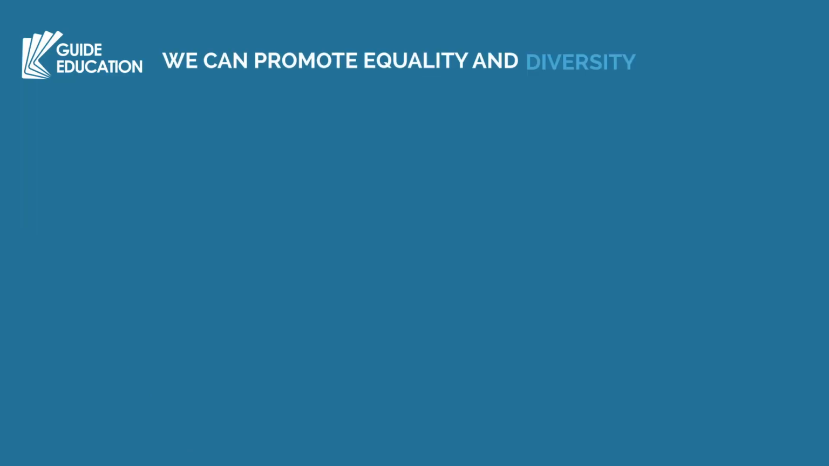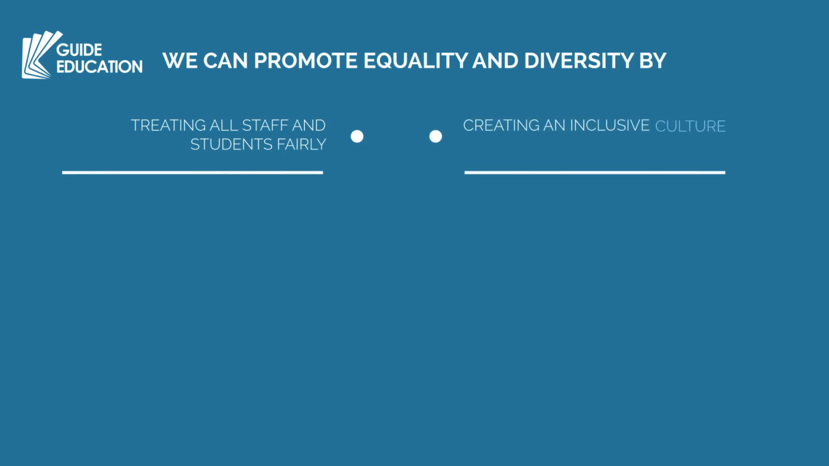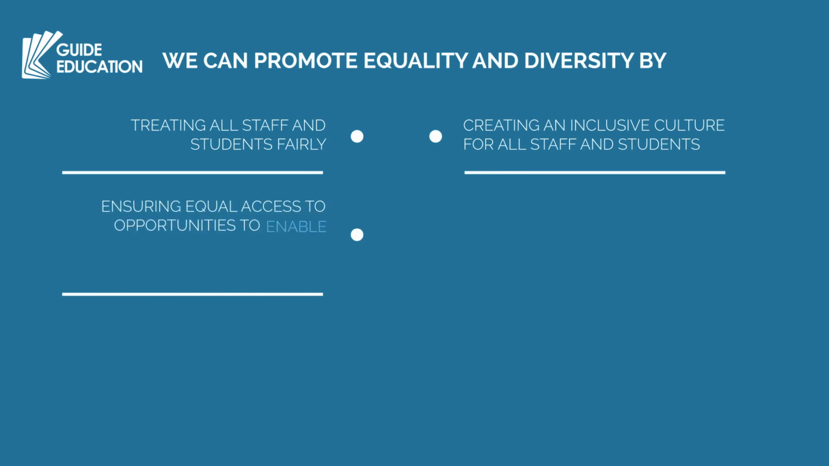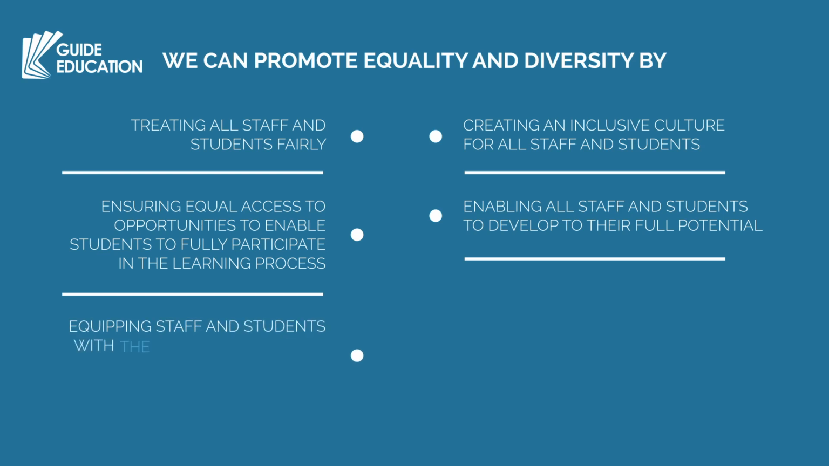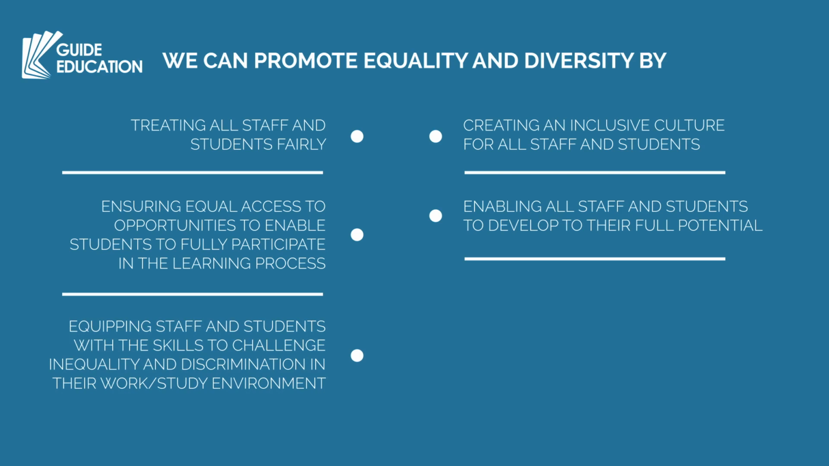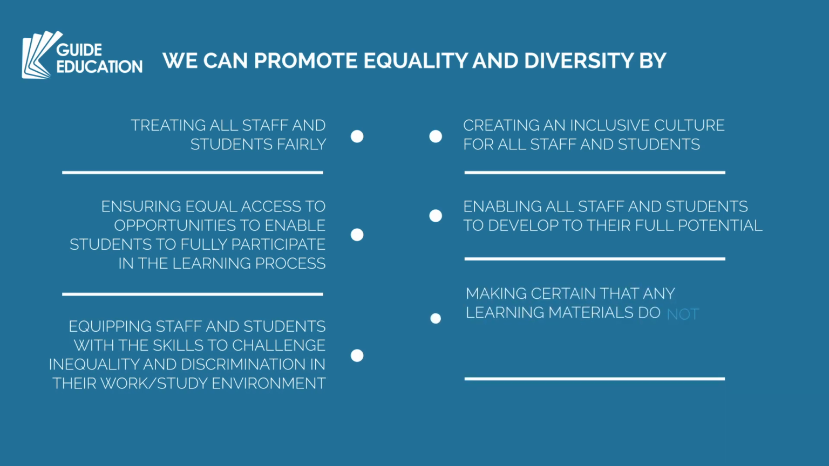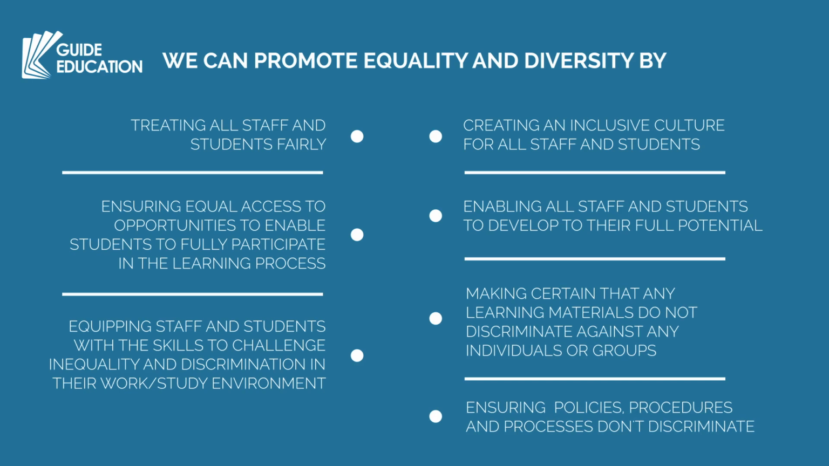We can promote equality and diversity by treating all staff and students fairly, creating an inclusive culture for all staff and students, ensuring equal access to opportunities to enable students to fully participate in the learning process, enabling all staff and students to develop to their full potential, equipping staff and students with the skills to challenge inequality and discrimination in their work or study environment, making certain that any learning materials do not discriminate against any individuals or groups, and ensuring policies, procedures and processes don't discriminate.